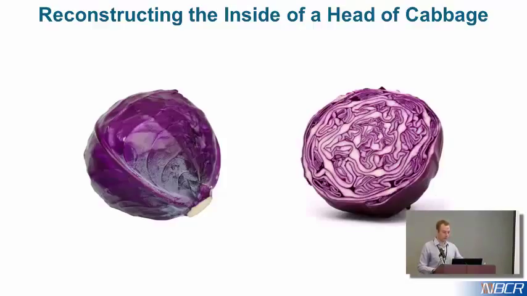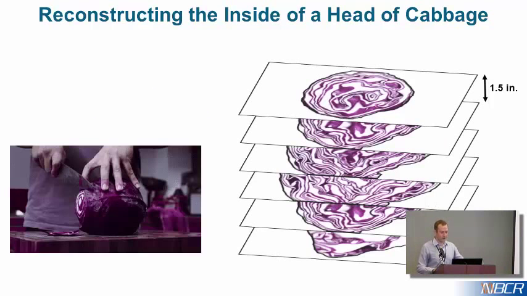So what if you wanted to reconstruct the entire folding pattern on the inside of that cabbage? Well, one way to do that, as you see in this animation here, would be to cut through it at varying thicknesses. Let's say 1.5 inch. This guy's not a very good chef. He's making big cuts.